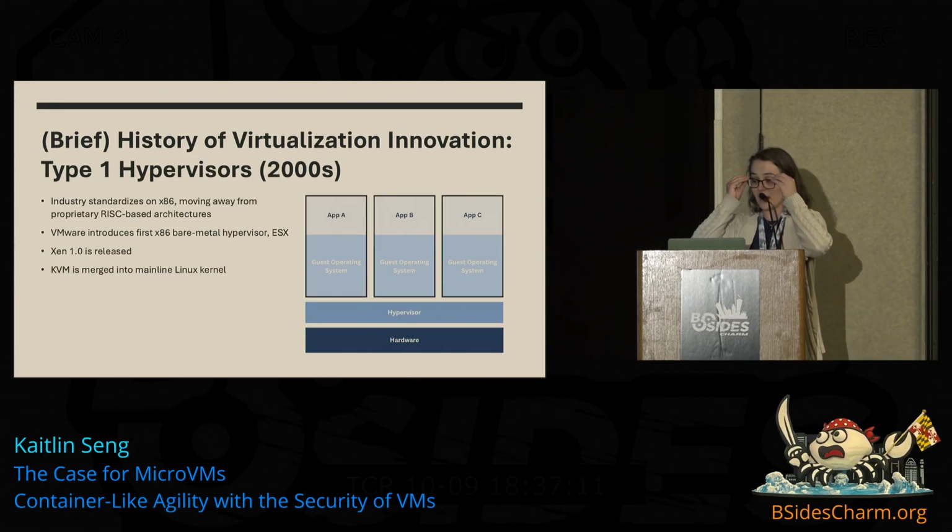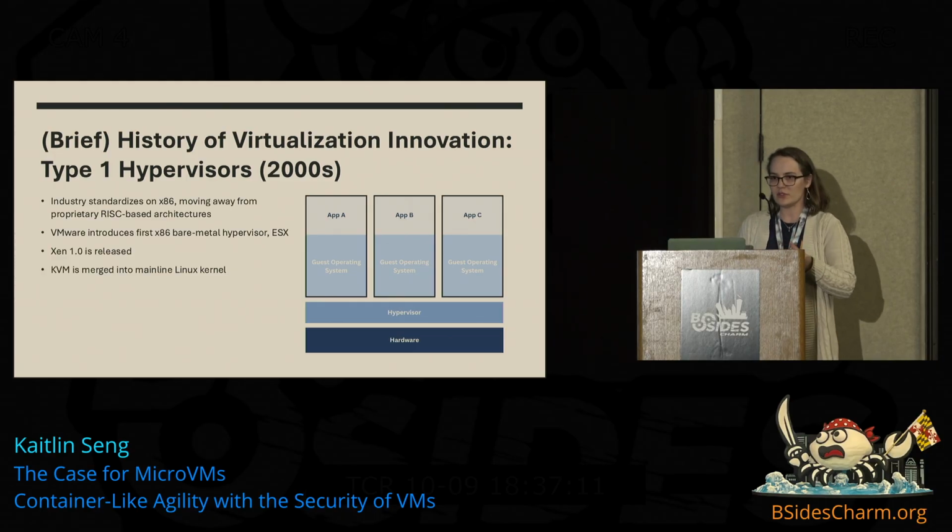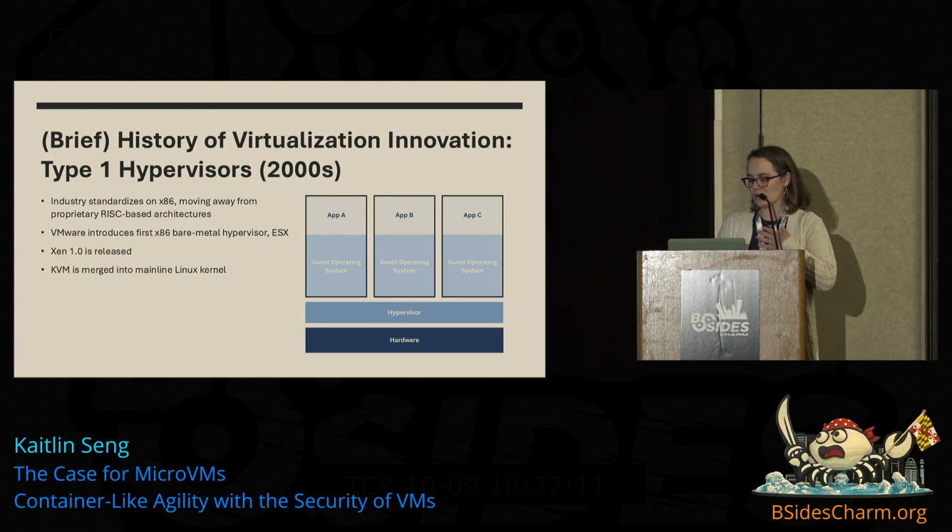Okay, and then now we're talking again about type 1 hypervisors. The industry was standardizing on x86 hardware, moving away from proprietary RISC-based architecture. VMware took some of the innovations that they made for the type 2 hypervisors and introduced them in their type 1 hypervisor, ESX, which could run bare metal. We saw Xen 1.0 released, and KVM was merged into the mainline kernel, which allowed some of the virtualization support to be directly within the kernel.